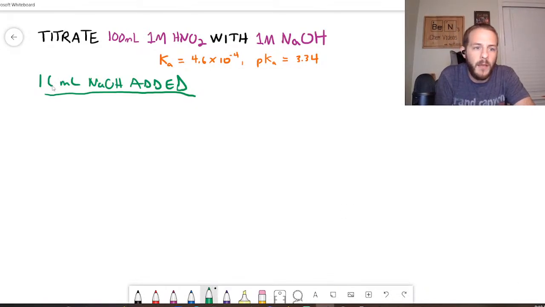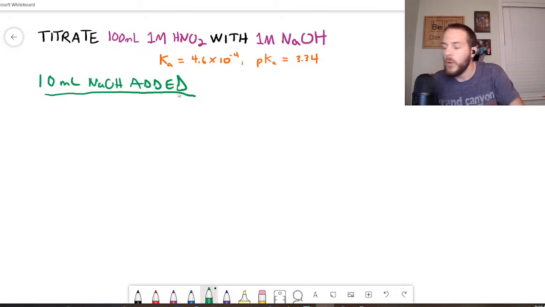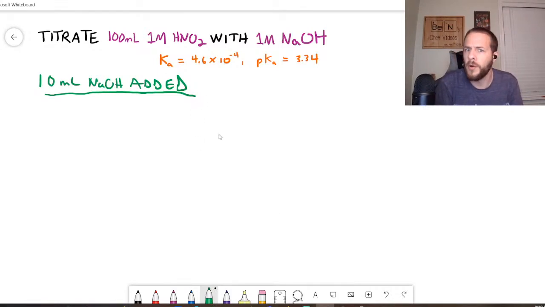All right, so we have 10 milliliters of NaOH. What is the pH going to be of this nitrous acid solution when we add 10 mL of our 1 molar sodium hydroxide? Are you ready to do this calculation? Because I totally am. All right, here we go. So the first thing we need to do is, since we have 10 milliliters of 1 molar NaOH, we need to take that and convert it to moles. How many moles of sodium hydroxide are in 10 milliliters of a 1 molar solution?